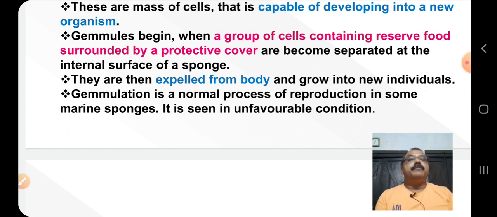Gemmulation is a normal process of reproduction in case of many marine sponges. It is mostly seen in unfavorable conditions.